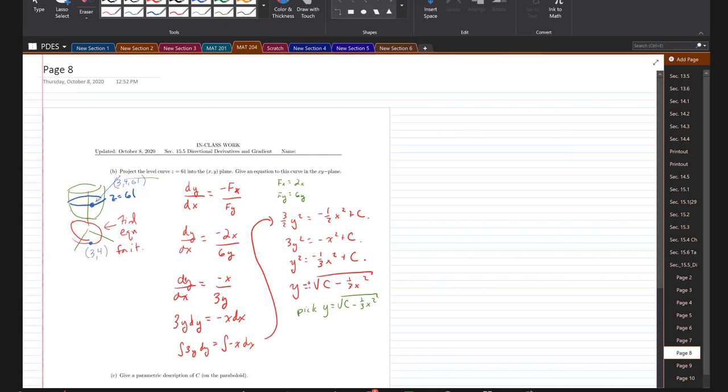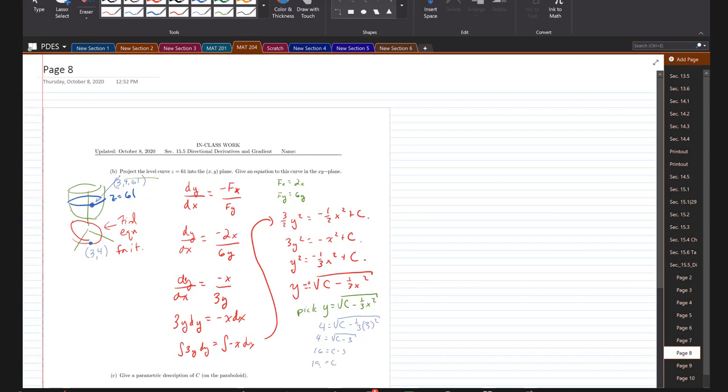Then I'm going to plug in the ordered pair, so 4 for y and 3 for x, and then solve for that C value. Maybe I should have done that earlier. You could have solved it earlier in the equation for C. But what we're left with is 4 is equal to the square root of C minus 3. Squaring both sides, a little bit of undoing what we did, we get that C would be equal to 19.